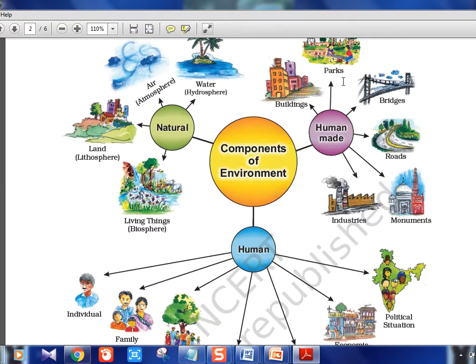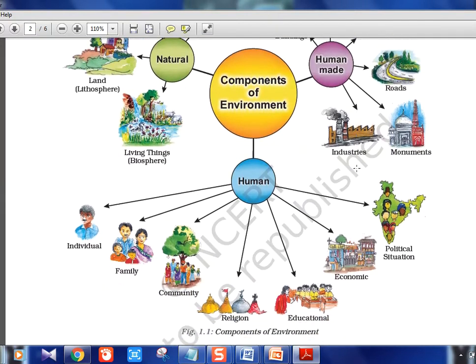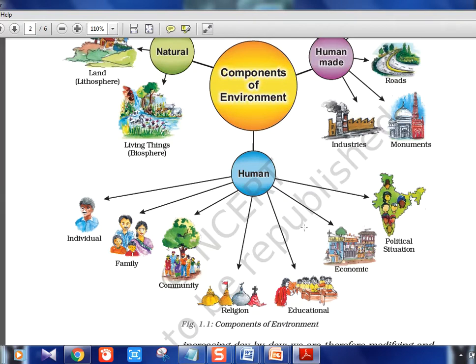The buildings, the parks, the bridges, the roads, industries, monuments, the sectors of economy, part of geography, the human geography will be there. There is still one more thing which is not human made but is the human himself, how he is modifying the environment. The individual, family, community is how he progresses. A person is born, mingles with the family, mingles with the community.